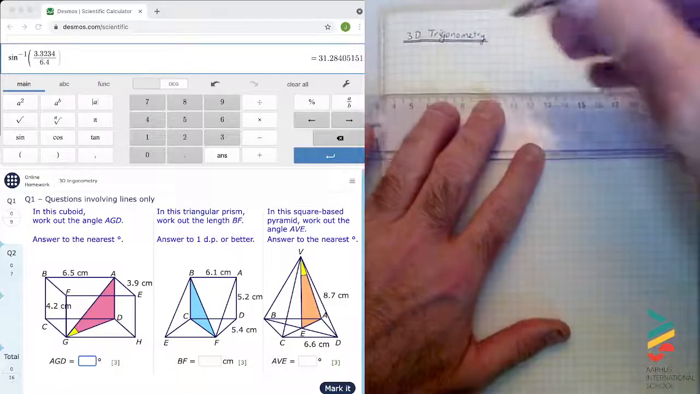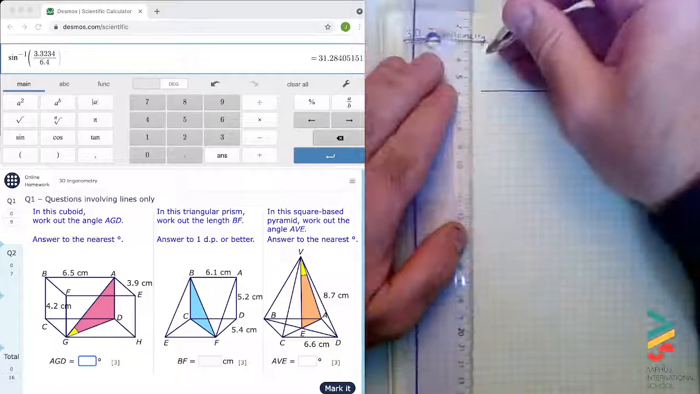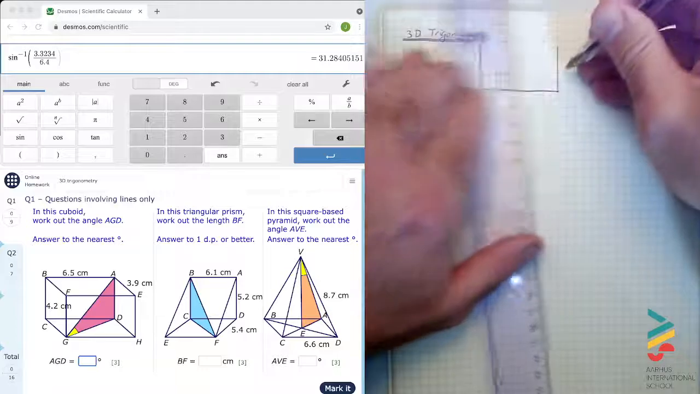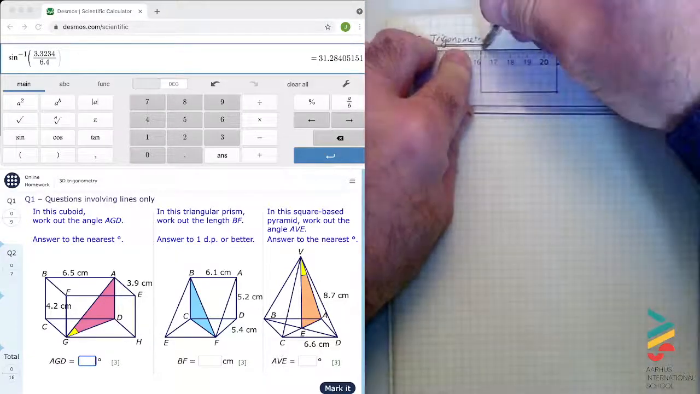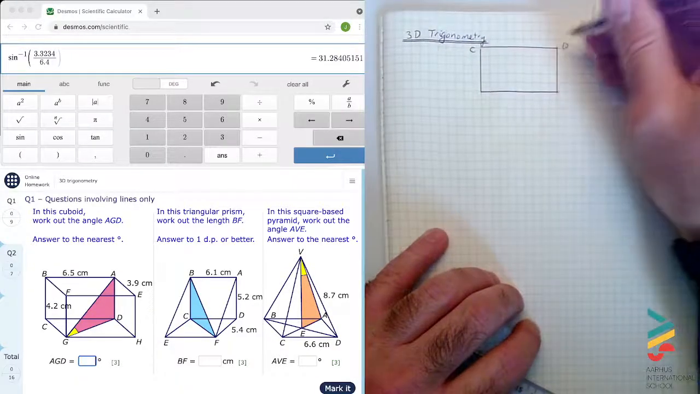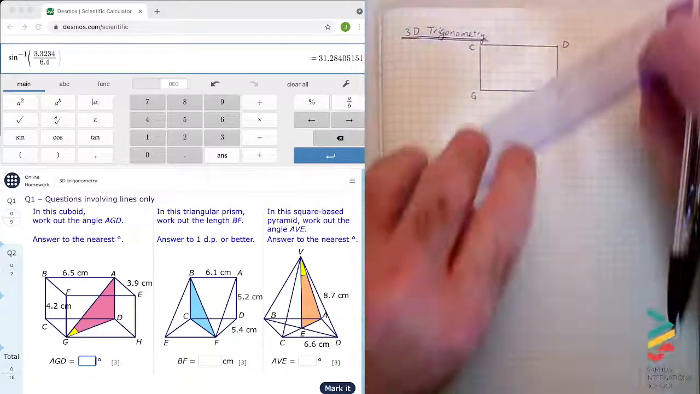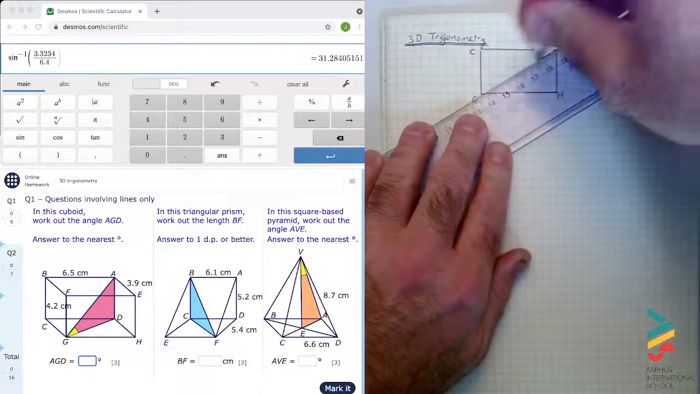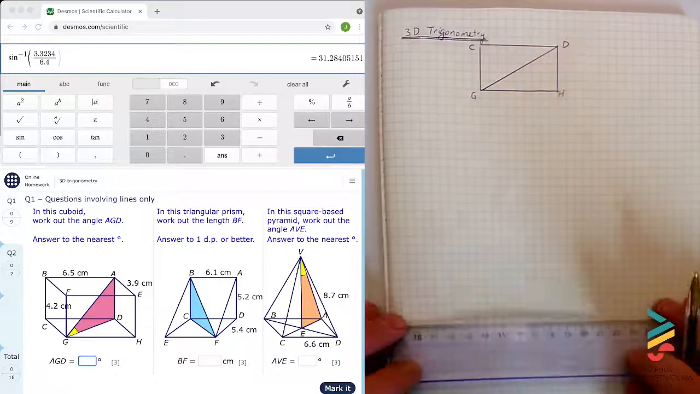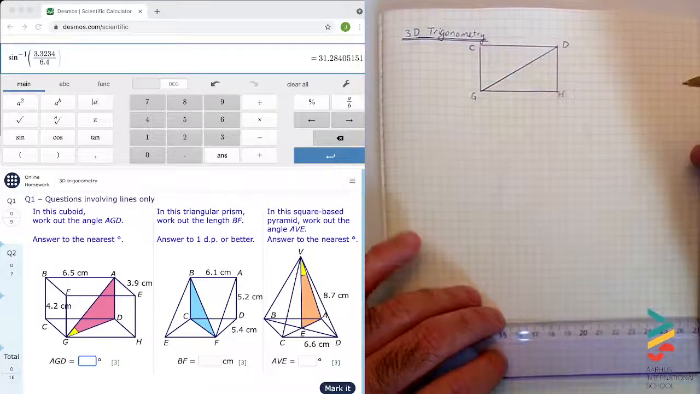So what I'm going to start by doing is thinking about the base of that cuboid. So I'll just draw a rectangle for that. C, D, G, H, and then the diagonal DG of that rectangle is also the base of the pink triangle in the diagram.